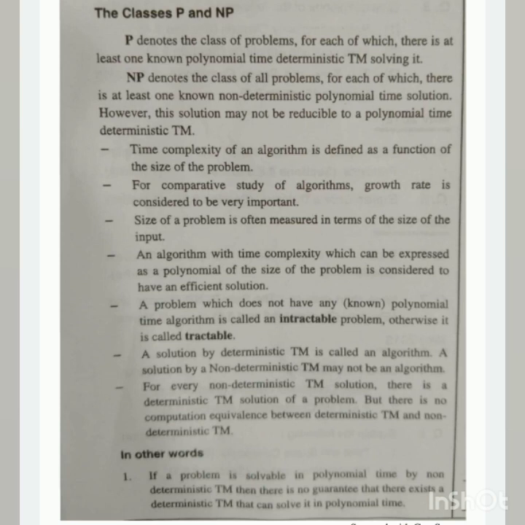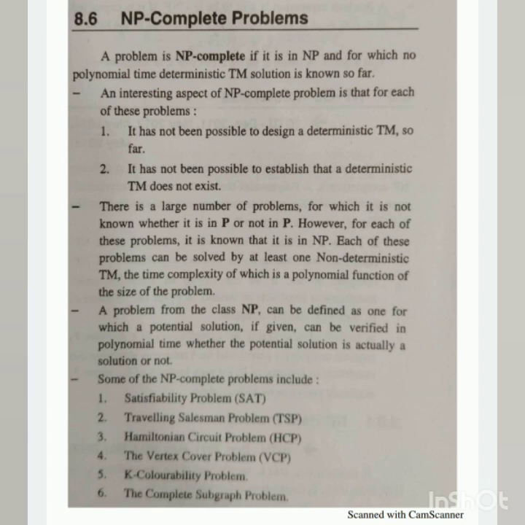So if we try to solve the problem, and our problem is solvable in polynomial time by a non-deterministic Turing machine, that does not guarantee that a deterministic Turing machine will solve it in polynomial time. So in short, we can say P problems are a subset of NP problems. That means if your problem is solvable in polynomial time, it can be solved by an algorithm, so it is tractable. In other words, P can be equal to NP, or P is a subset of NP.